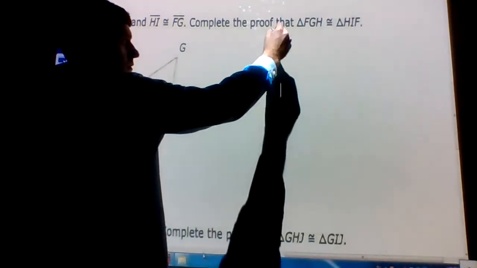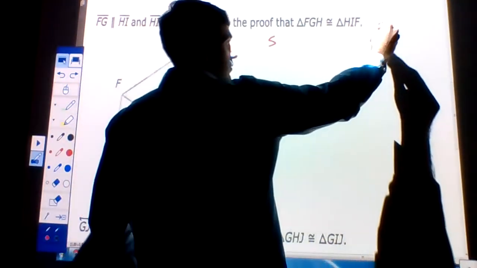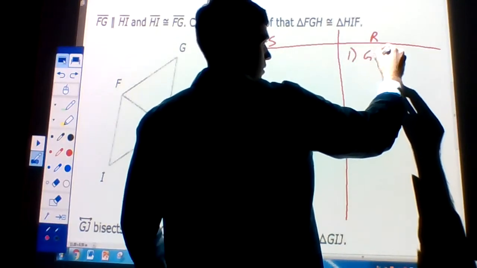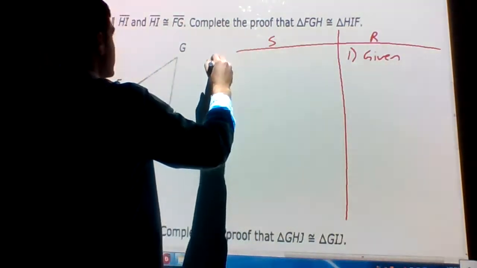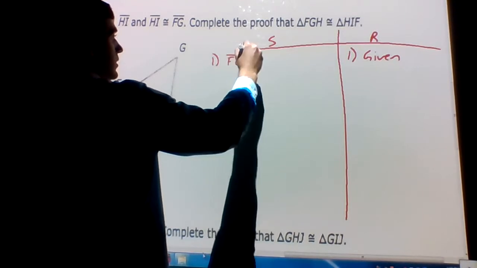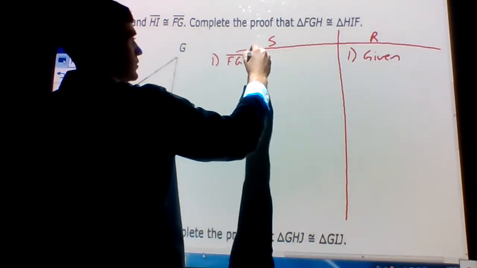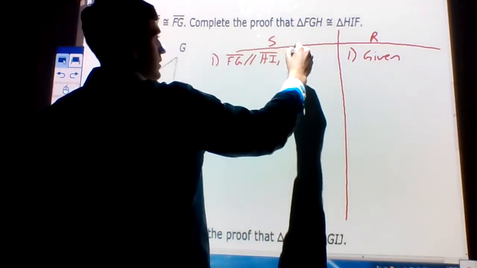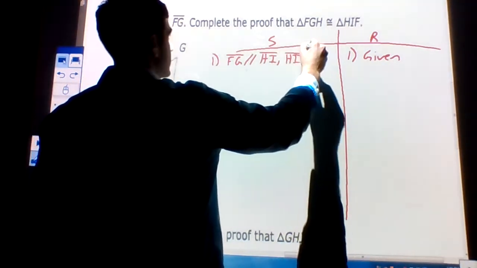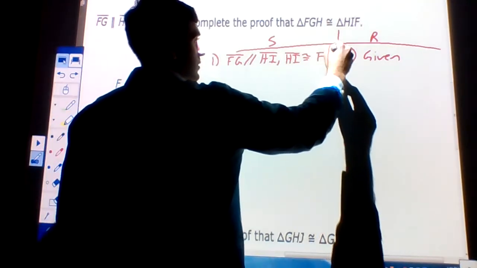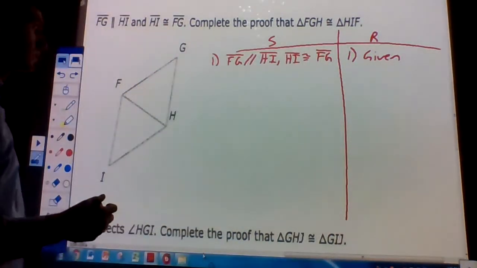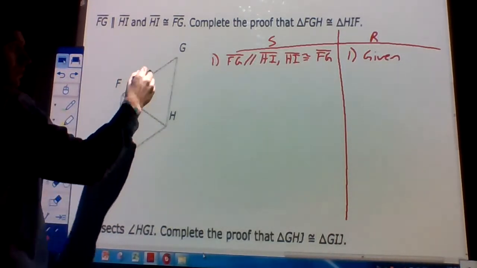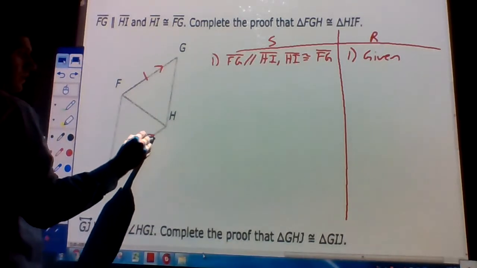So we have statements and we have reasons. First statement is always your given. Okay, what we're given here is that FG is parallel to HI, and that HI is congruent to FG. So HI is congruent to FG, and then we know FG is also parallel to HI.